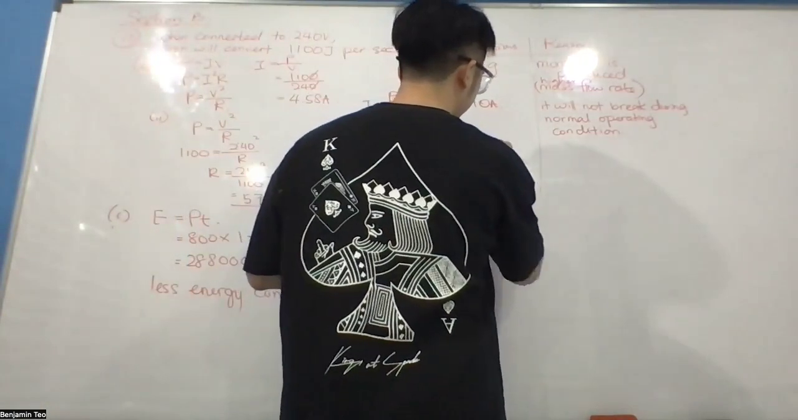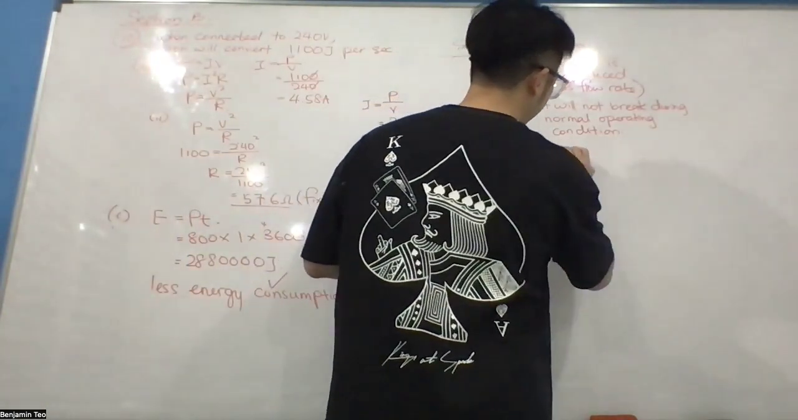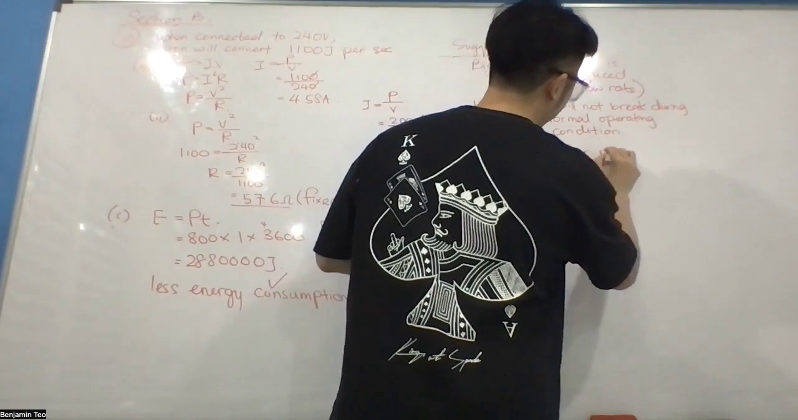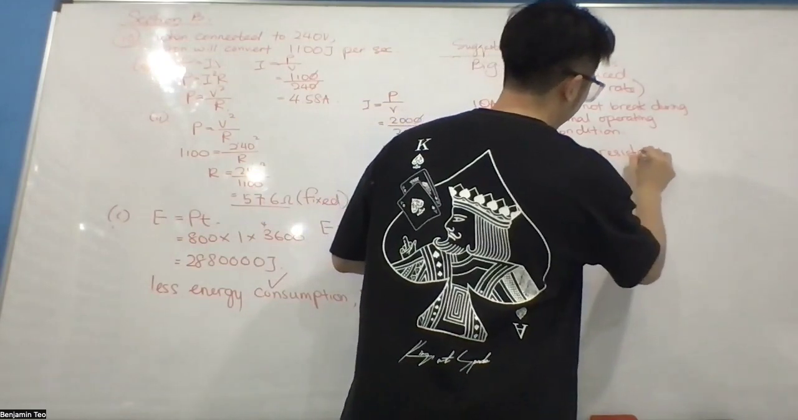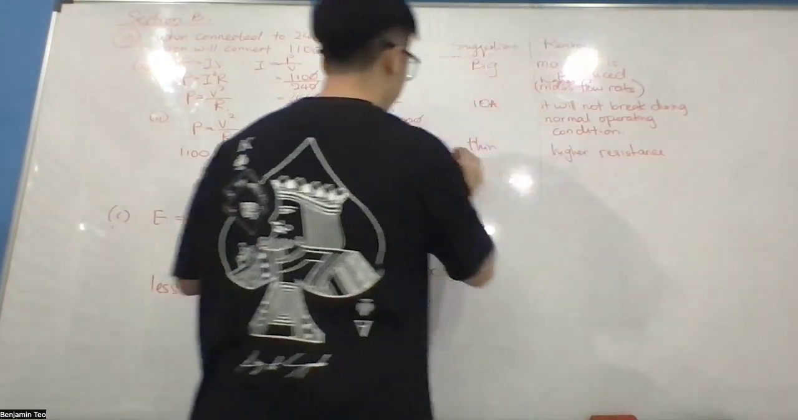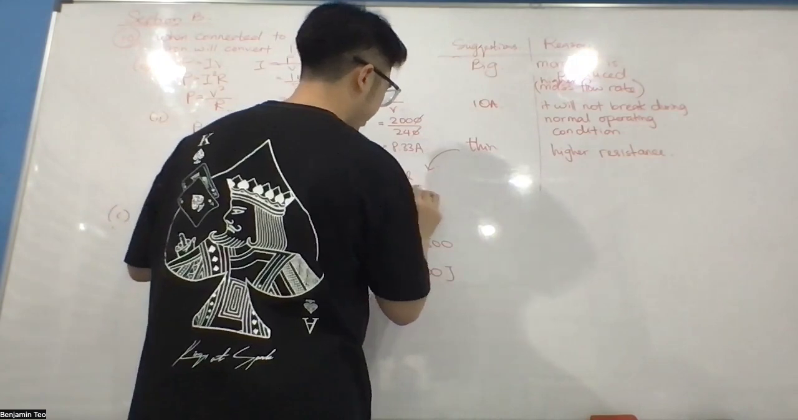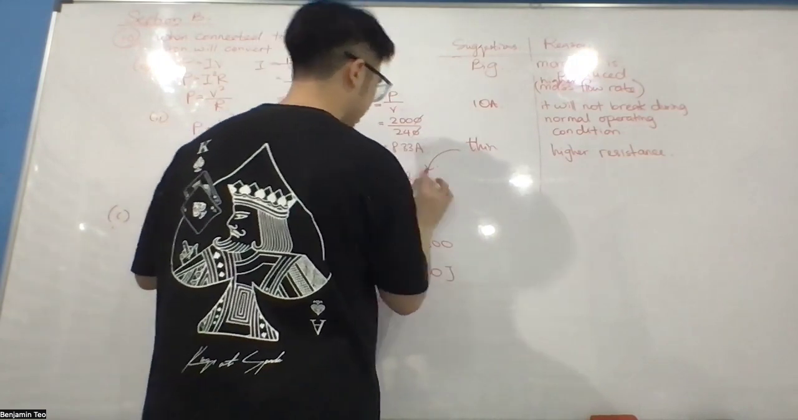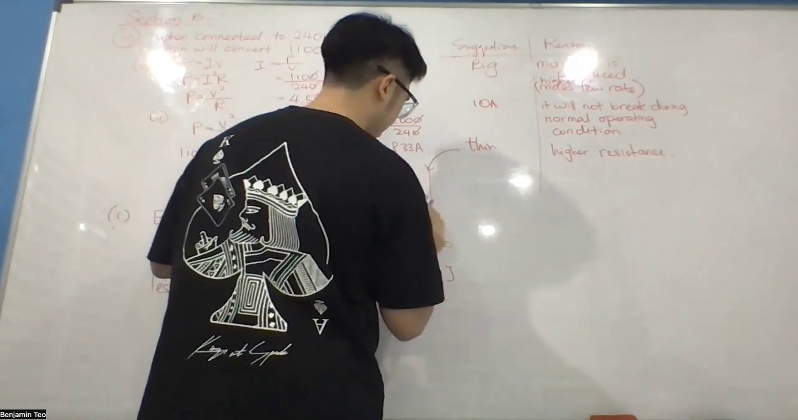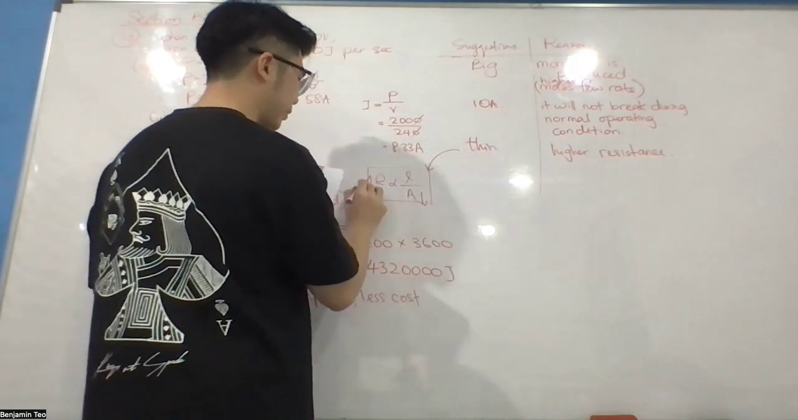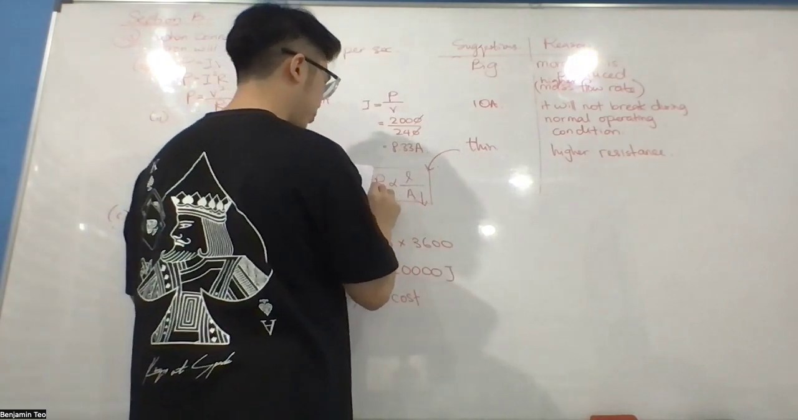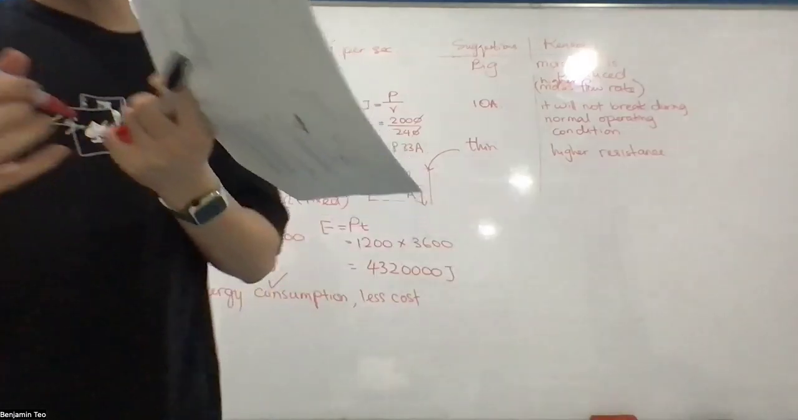Thickness of heating element, thin, so higher resistance. This one, recall back, the resistance is affected by length, and cross-sectional area. Smaller area, higher resistance. Two factors that affect the resistance of a wire.